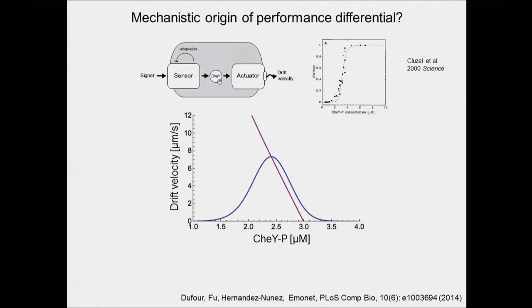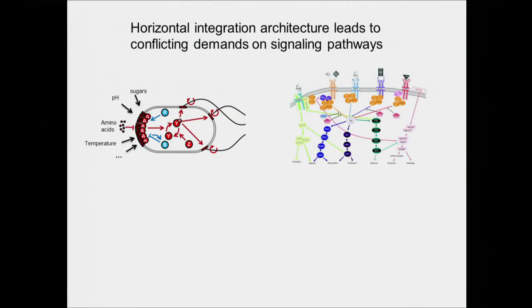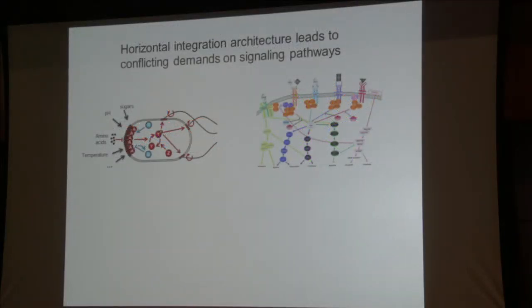So that means that it's not possible for a single cell to be good at everything, and therefore the cells face trade-offs. As I was showing you, the architecture of this system is that you have multiple types of receptors that can sense all sorts of signals, but at the end you have one pathway that interprets all the signals. And this is very common in biology. So this horizontal integration architecture leads to conflicting demands on the signaling pathway that needs to interpret those signals that could have very different statistics.